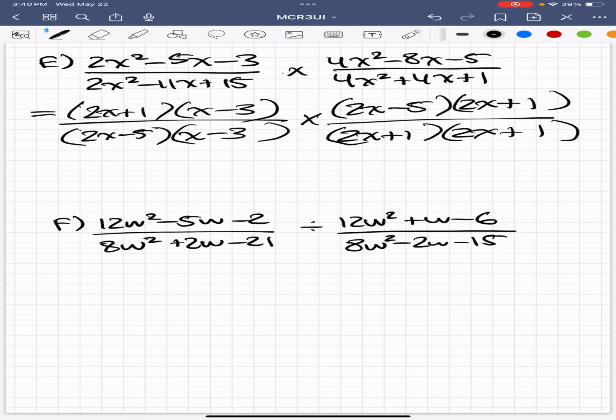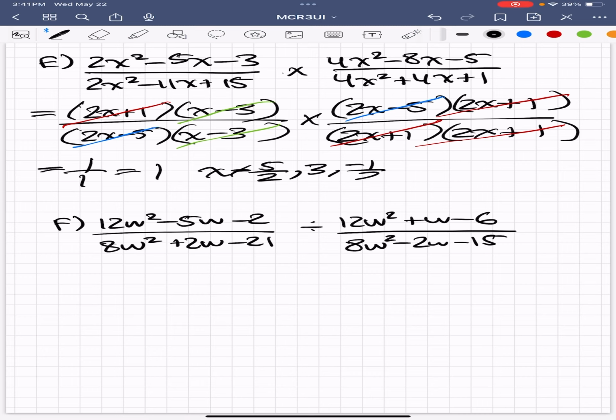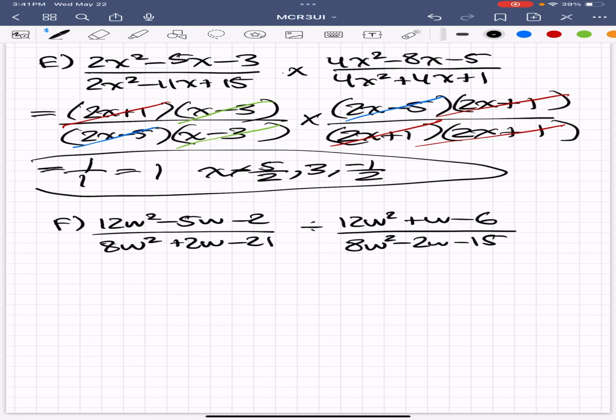So now we're simplifying these complex trinomials into factored trinomials. Time to cross out. Last question.